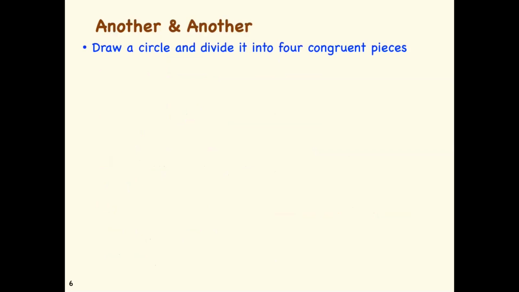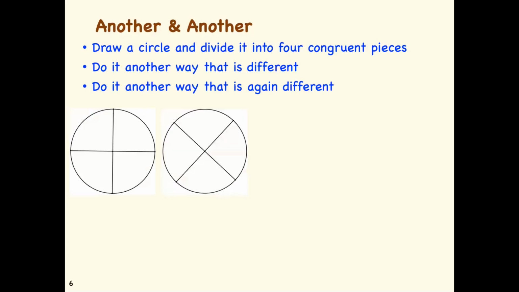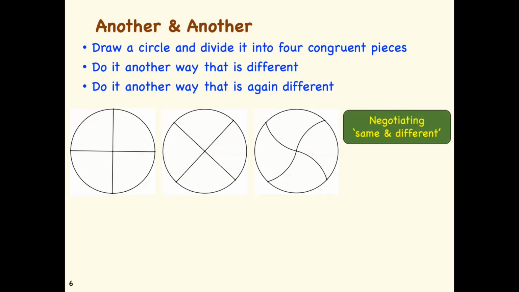Draw a circle now and divide it into 4 congruent pieces. Maybe pause while you do that. Now do it another way that's different. And another way that's again different. My guess is that most people I know draw something like that the first time. Then for the second one, many people draw that. But then there's the question, is that really different or is it not? Some people then do something like this. Is that really different? And so there's an opportunity in this task to negotiate what's the same and what's different.